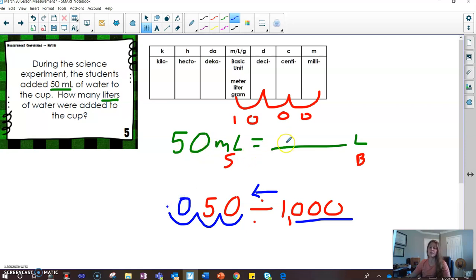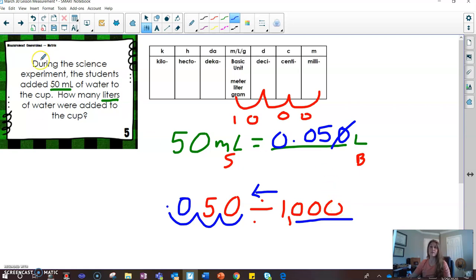So 50 milliliters is the same thing as 5 hundredths or 50 thousandths. Either way works because remember, this 0 doesn't matter. Not too bad. Are you seeing how you're going to have to be able to flip back and forth between metric and customary?